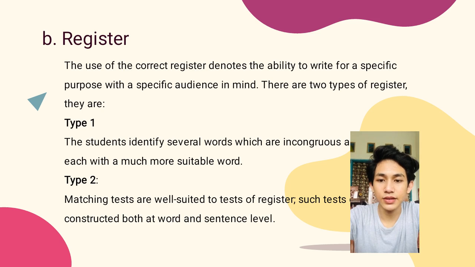And next is register. The use of the correct register denotes the ability to write for a specific purpose with a specific audience in mind. So there are two types of register. They are type 1, the student identifies several words which are incongruous and replaces each with a much more suitable word. And type 2, matching tests are well suited to tasks of register. Such tasks can be constructed both at word and sentence level.